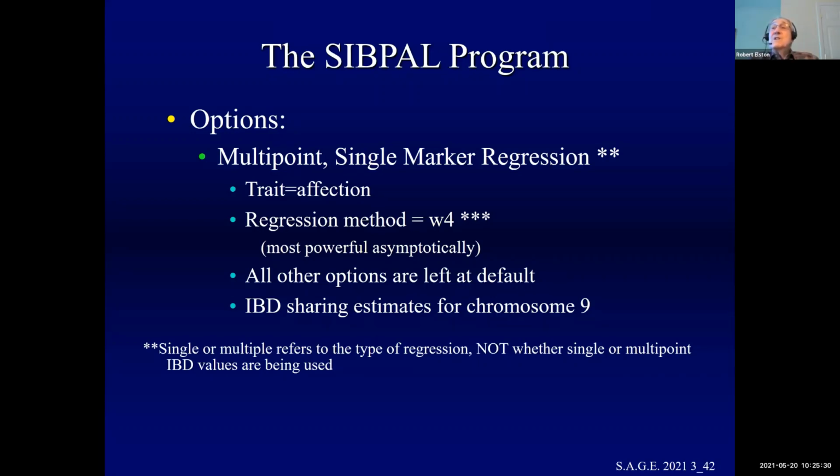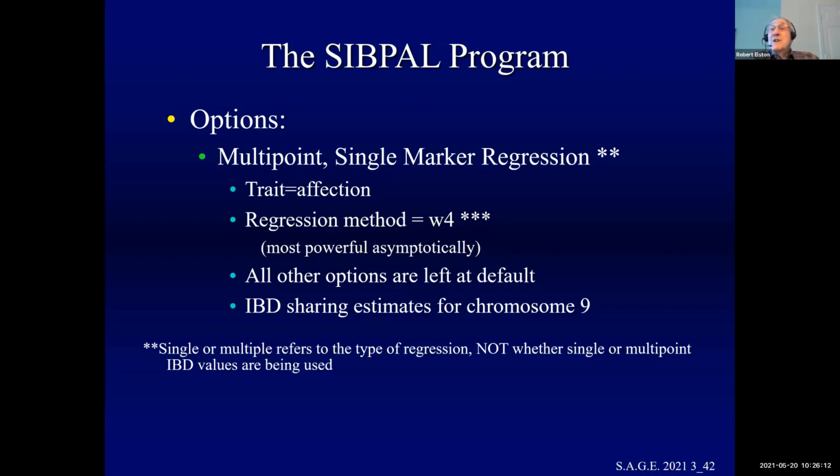Now, there's a difference between single marker regression and multiple marker regression. Multiple marker regression refers to the type of regression, not whether you're using single or multi-point IBD values. So multiple regression here would mean that you are regressing on not just one marker, but on 2 markers. And we'll see what difference this makes later on. Here we're going to look at the single marker.